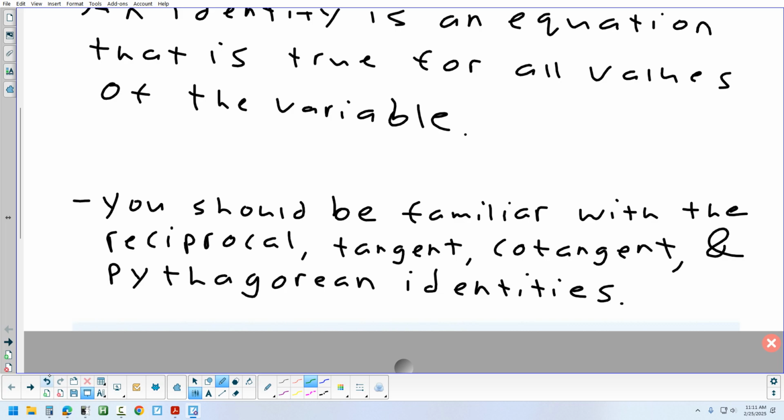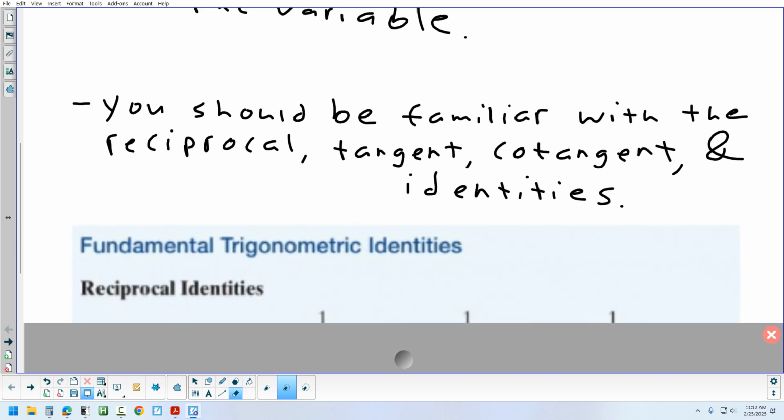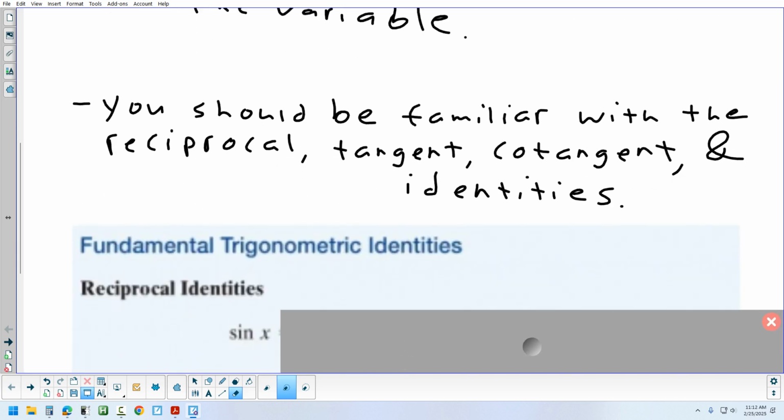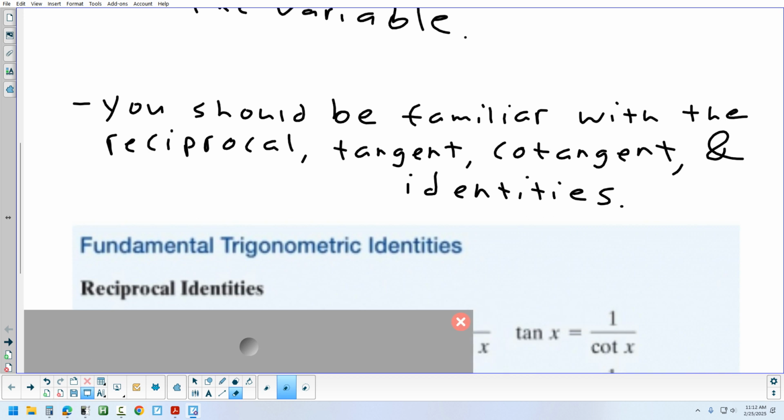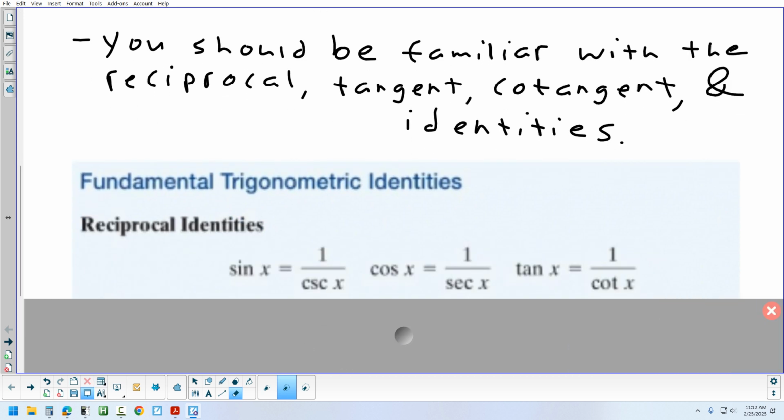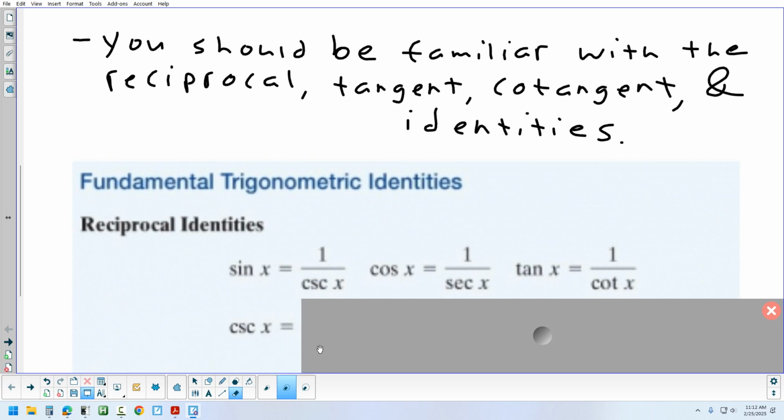So there's some identities that we should already be familiar with. We did not do the Pythagorean identities yet. I just erased them. We're going to do those today. But these we've all done before. Reciprocal, tangent, and cotangent. So let's look at this one. The one above and the one below are actually repeats, but I'm going to just focus on the one below for a minute. Cosecant. Okay.